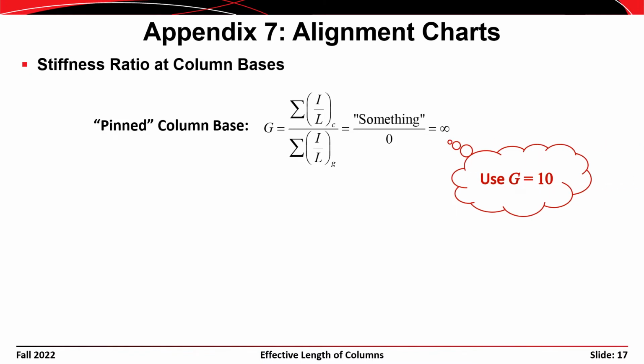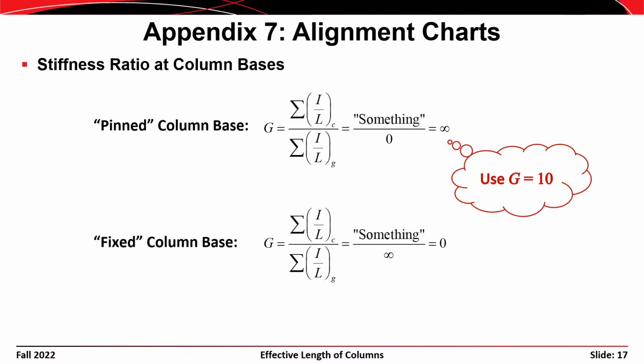In truth, the rotational restraint provided by the foundation isn't actually 0, so we typically use a value of G equals 10 to represent the amount of fixity provided at the base of a pinned column. In the case of a fixed column base, there would theoretically be an infinite amount of rotational restraint provided at the base of the column, so you would use infinity in the denominator when calculating G, which would theoretically result in G equals 0. However, it's nearly impossible to eliminate all rotation at the base of a column, so we typically use a value of G equals 1 to represent a fixed column base.